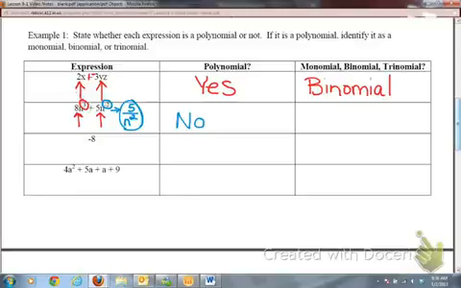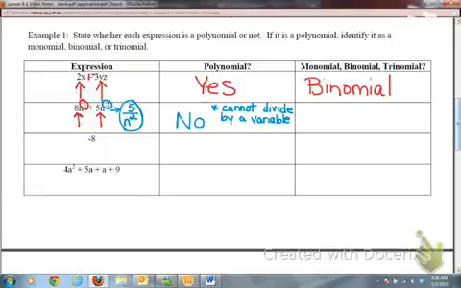But if you need to write yourself a little note here, maybe write down that we cannot divide by a variable. So if you ever see a fraction with a variable on the bottom here, that means it's not a polynomial. And a negative exponent makes that happen as well.